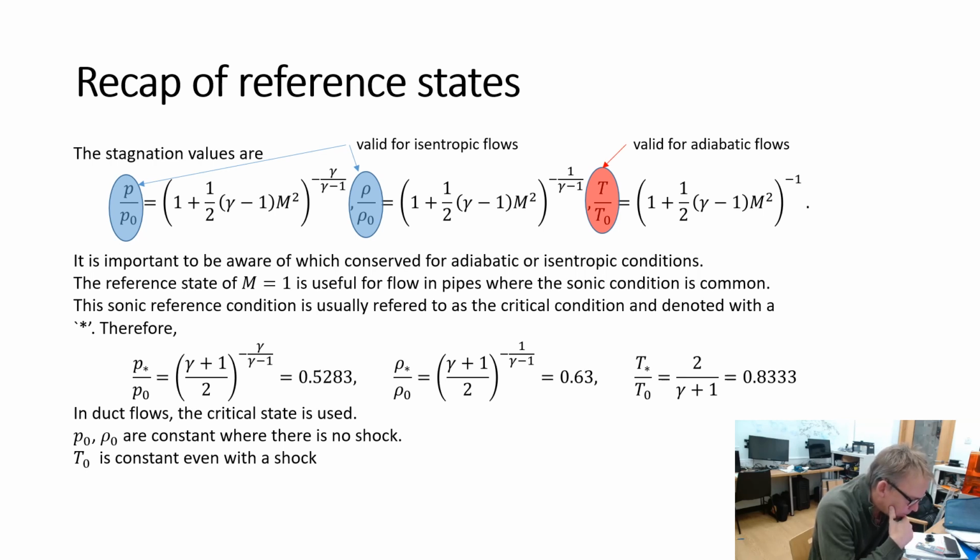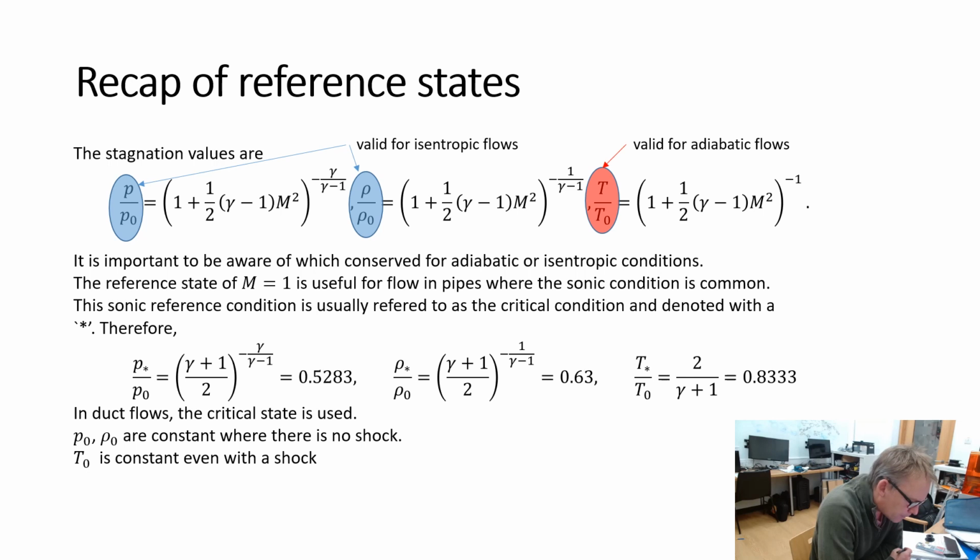So just to recap on reference state. In all of our lectures so far we've used a stagnation reference state. So when we looked at flow past aerofoils, and expansion fans, we've used stagnation values, which are useful for isentropic processes. Stagnation temperature, obviously indicated here, is valid for adiabatic flows, but stagnation quantities are what we've used previously.